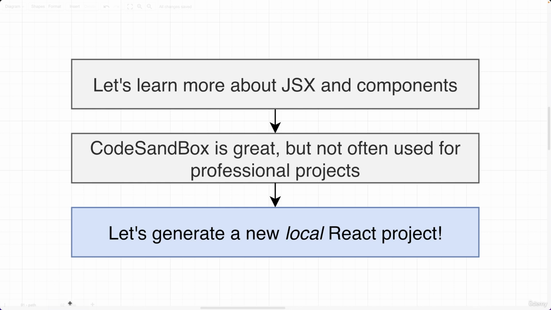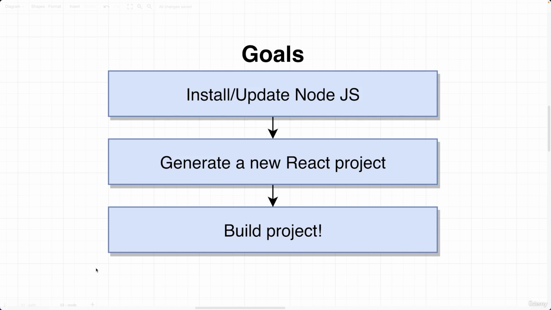Now, to actually create a new project on your computer, there's a little bit of setup we have to do. First, we have to either install or update Node.js on your computer. We're then going to use Node to actually generate a project, and then we can start actually writing some code. So step one, we need to install or update Node.